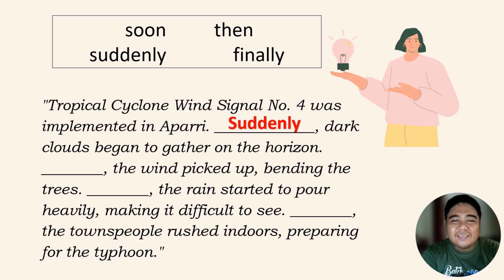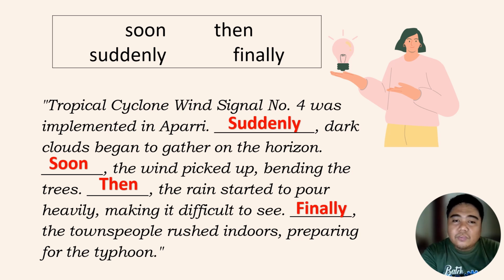How about in the second blank? The correct answer is "soon." In the third, the correct answer is "then." And finally, in the last blank, the correct answer is the word "finally." So that it will become like this.